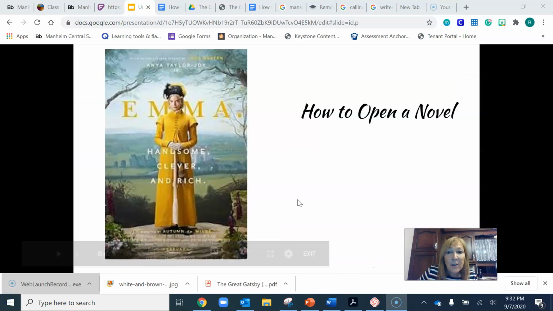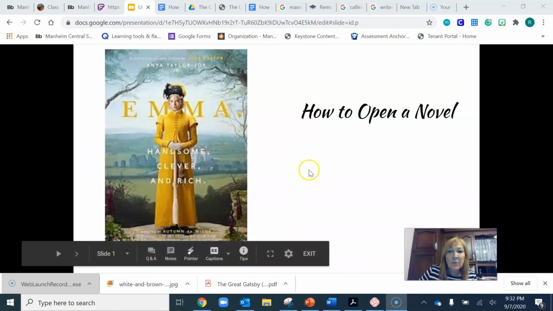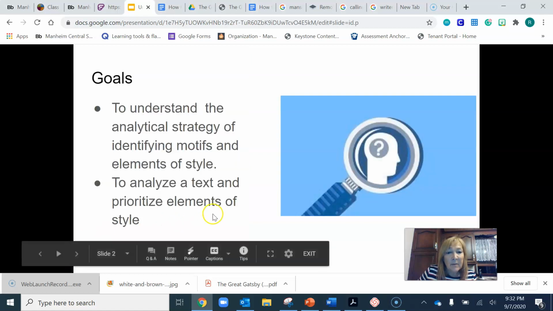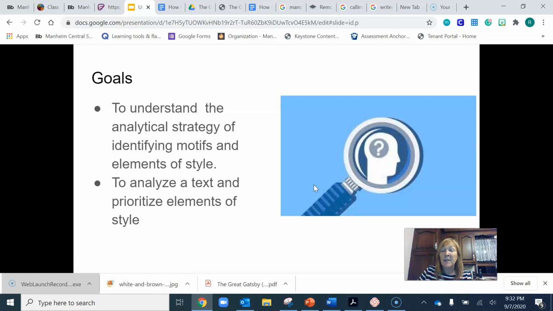It's a very quick video on how to open a novel. And when we look at this, we're going to be looking at it from the author's side and also the reader's side. So our goals today are to understand the analytical strategy of identifying motifs and elements of style as you first take your initial look at the novel, and to analyze the text and prioritize elements of style.